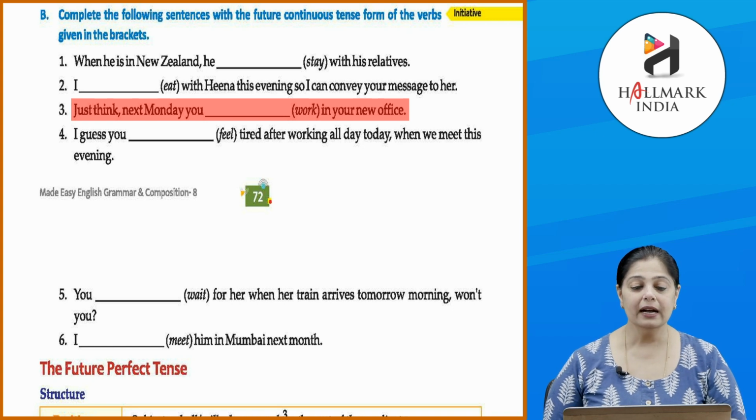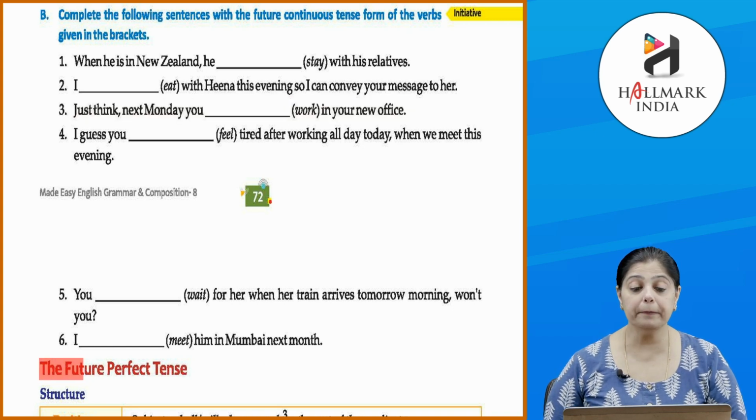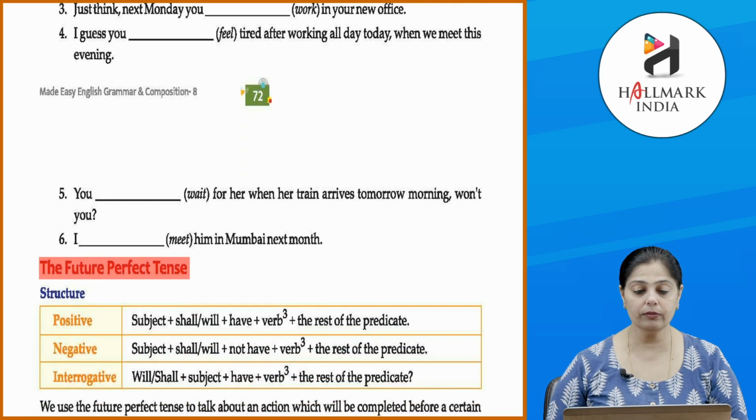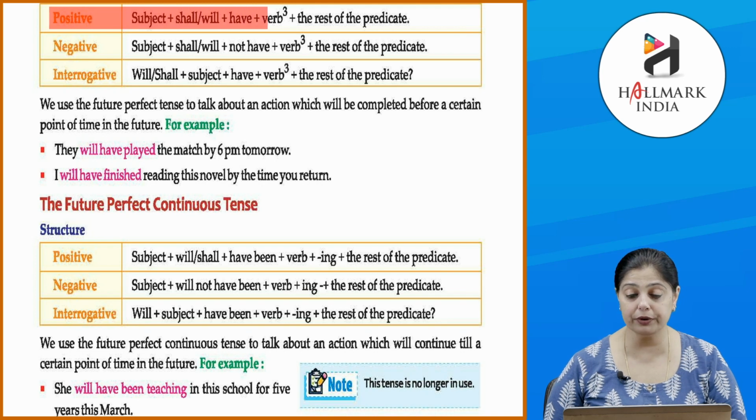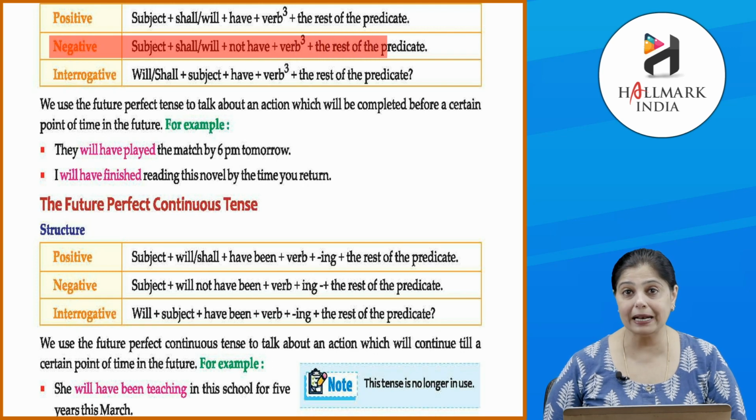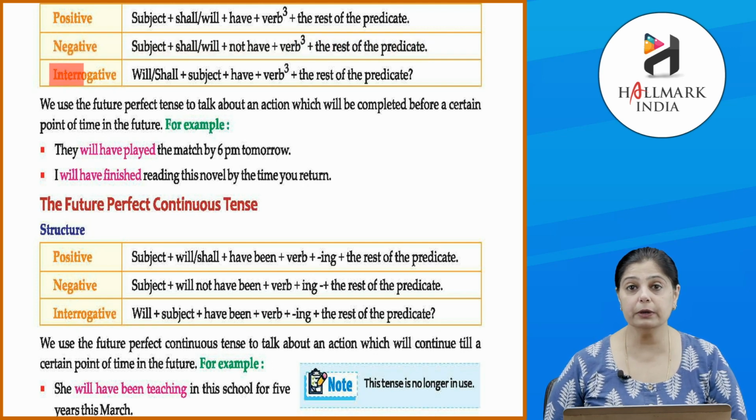Alright, now let's talk about the future perfect tense. Here, the positive will be subject plus shall or will plus have plus verb 3 plus the rest of the predicate. Negative, subject plus shall or will plus not have plus verb in the third form plus the rest of the predicate. And interrogative will be will or shall plus subject plus have plus the verb in third form plus the rest of the predicate.